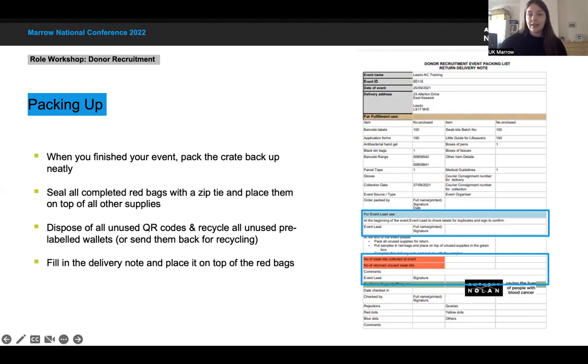You also have to fill in a delivery note, which you can find in the black folder. All you need to do is in these blue boxes here, you sign it as the event lead. So that should be the person who booked in the event or the president of the society or any committee member, really. Sign it here. Then you pop in how many samples you collected that day and sign it again. And then you put that on top of the red bag.